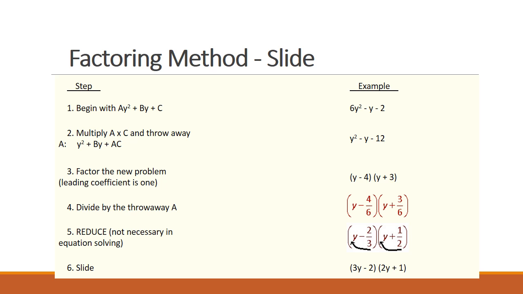And if you still have a denominator remaining in either or both parentheses, then as a final step, you're going to slide that denominator out from the bottom of the fraction and in front of the variable. So the 3 comes in front of the y, the 2 comes in front of the y, and we have 3y minus 2 times 2y plus 1. If you check this by multiplying it out using FOIL, you'll see that you get what we started with.